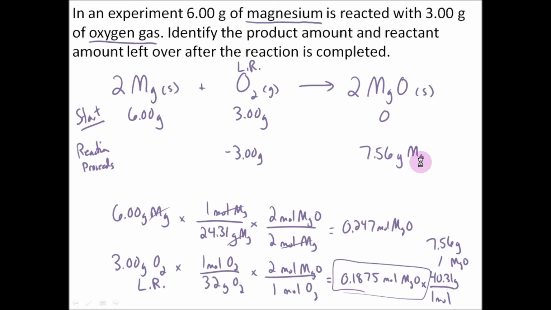So now what we need to realize is that this magnesium originally was 6 grams. We're not going to use all that up. Oxygen is a limiting reactant, so there's going to be some extra magnesium left over. So we want to figure out how much of this magnesium is needed to make this reaction go. So I need a little more writing space. So in order to do that, I'm going to take my limiting reactant, 3 grams, and I'm going to see how much magnesium is needed to react with that amount of oxygen.